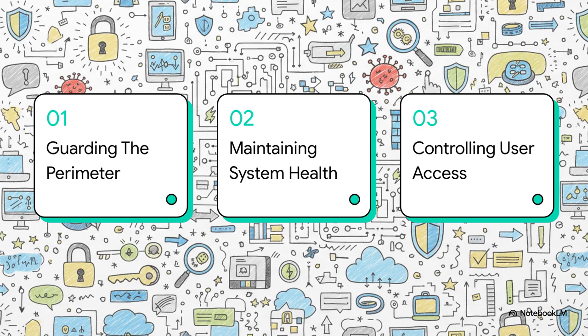Okay, so here's our game plan. We're going to build this fortress in three main parts. First up, guarding the perimeter. That's our outer walls, the first line of defense. Then, we'll get into maintaining system health, which is all about making sure those walls stay strong and don't crumble. And last, but definitely not least, we'll tackle controlling user access, basically deciding who gets the keys to the kingdom and where they're allowed to go.